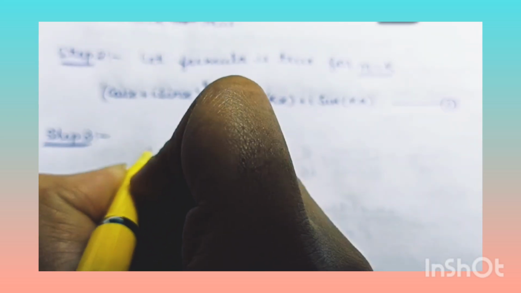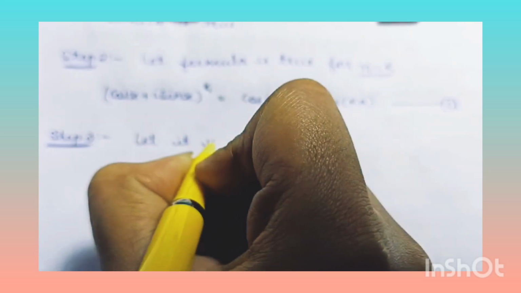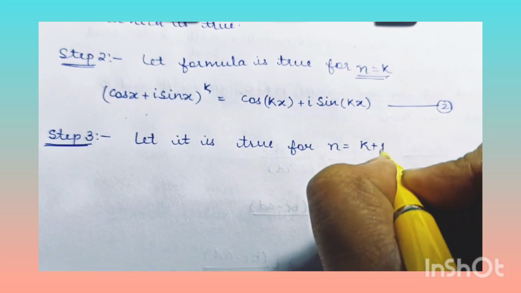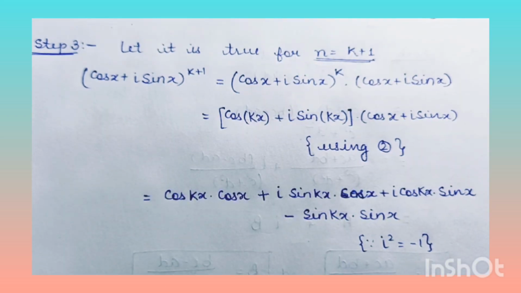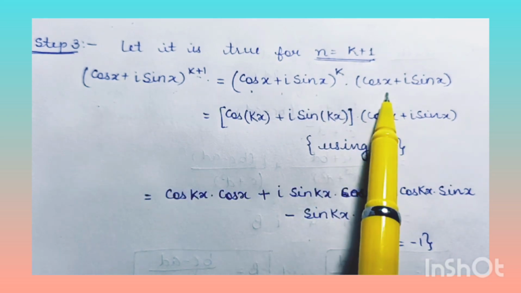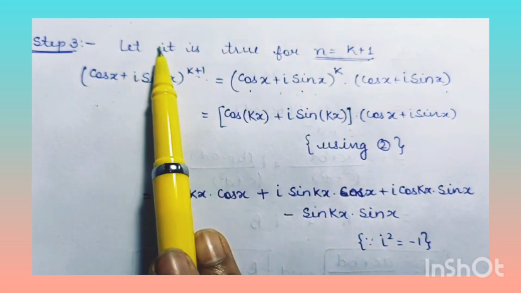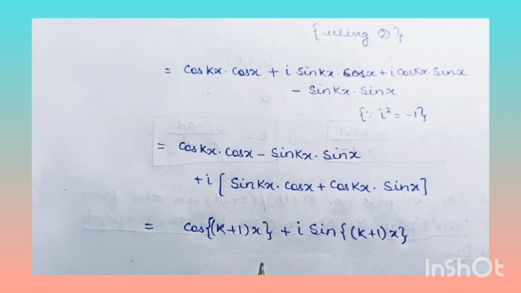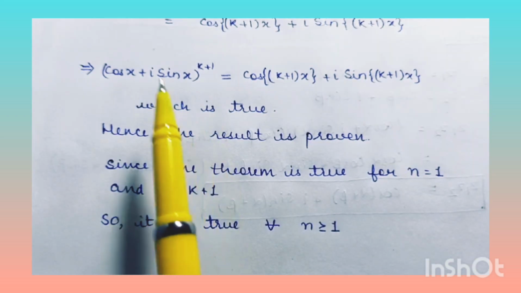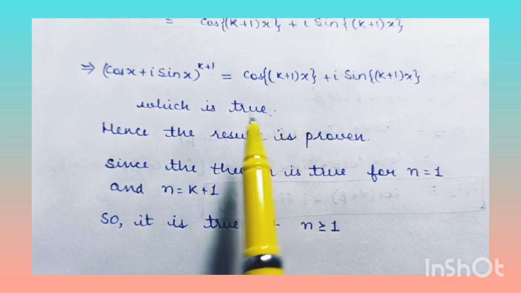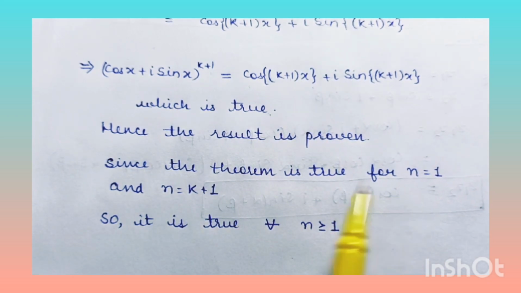Step 3: n = k + 1. Now we will prove this theorem for n = k + 1. (cos x + i sin x)^(k+1) = (cos x + i sin x)^k · (cos x + i sin x). From equation 2, we put this value and then solve it. We get cos (k+1)x + i sin (k+1)x. That is, (cos x + i sin x)^(k+1) = cos (k+1)x + i sin (k+1)x, which is true for n = k + 1. Since the theorem is true for n = 1 and n = k + 1, it is true for every n greater than or equal to 1.